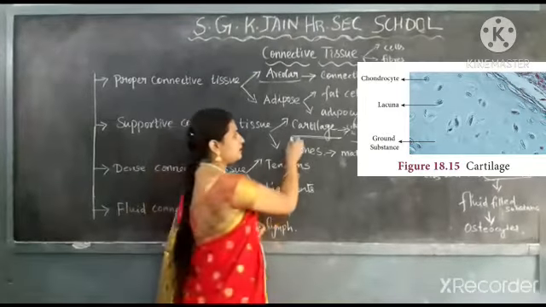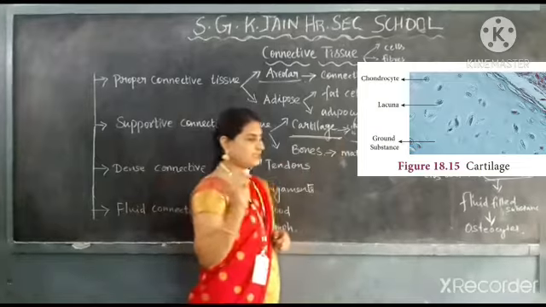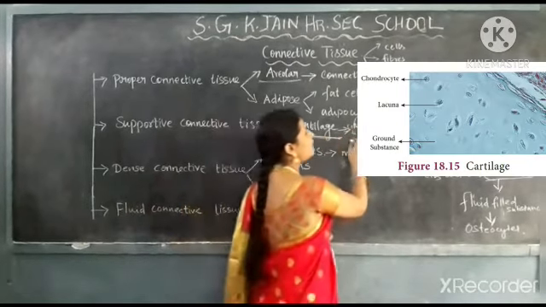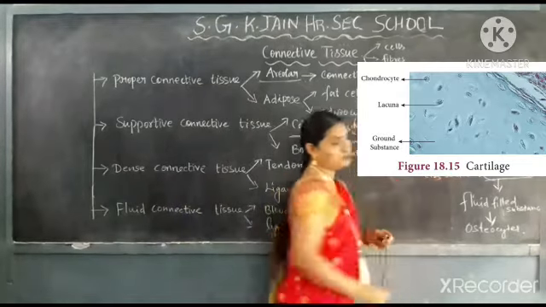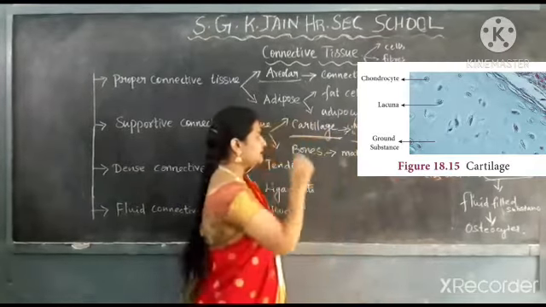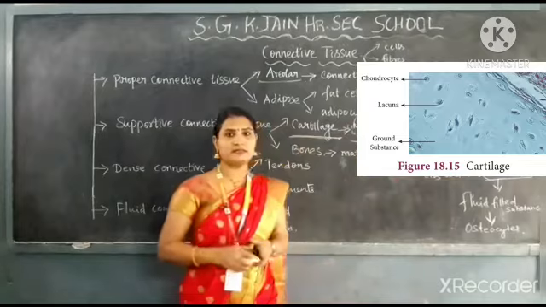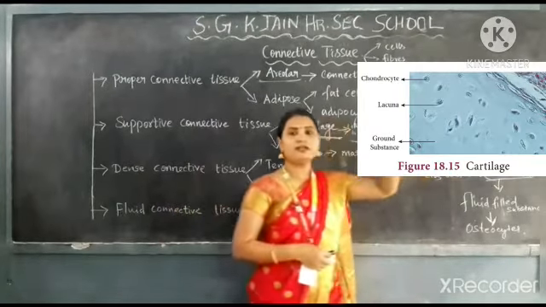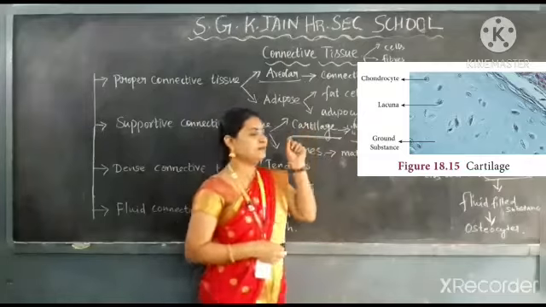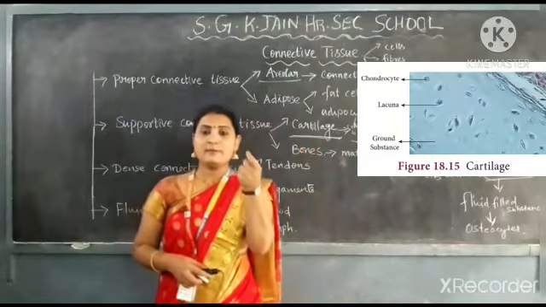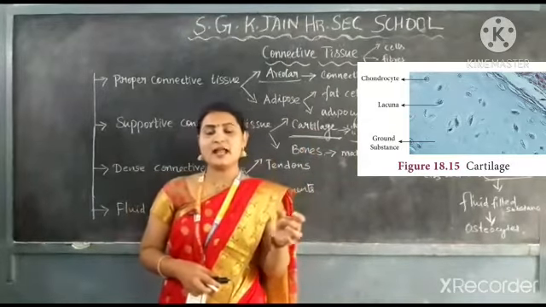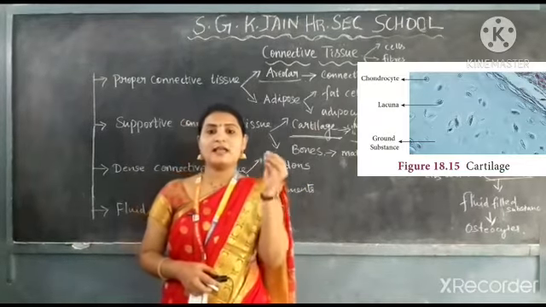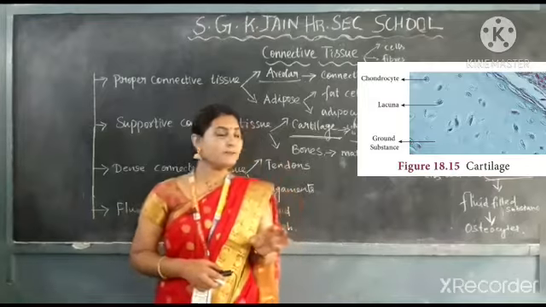See this cartilage. Next one is cartilage. The cartilage cells are present in the fluid substance called lacunae. They are also semi-rigid, soft, and flexible in nature.